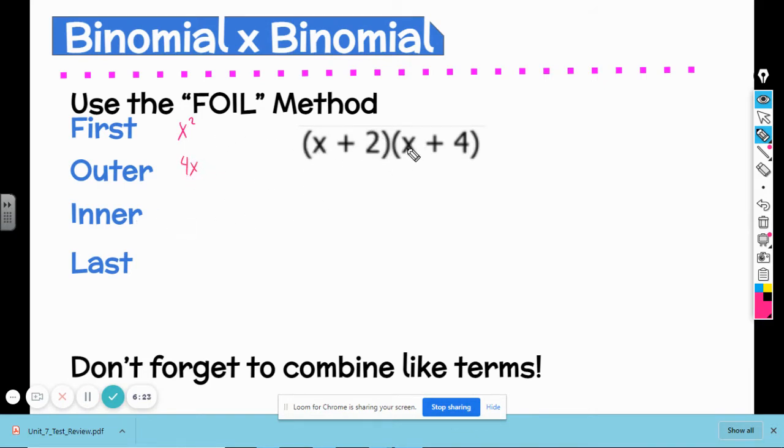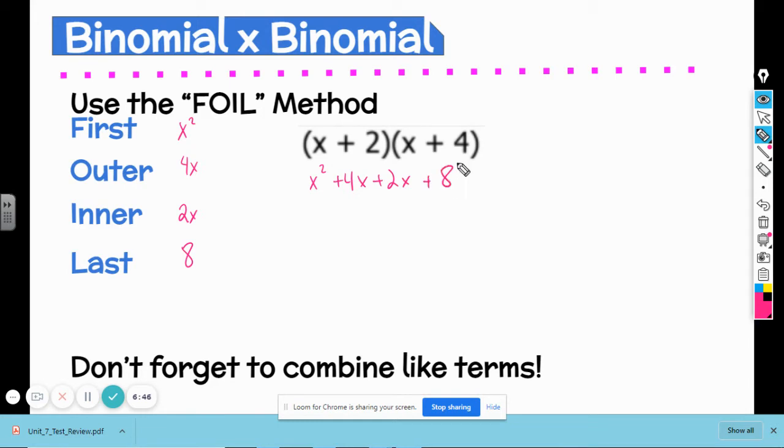Inner. Those are the two inside terms. 2 and x. 2x. And then the last term in the binomial and the last term in the binomial, that gives us 8. Okay, so that's where I got this first, outer, inner, last. Now, normally we would just write those below it.